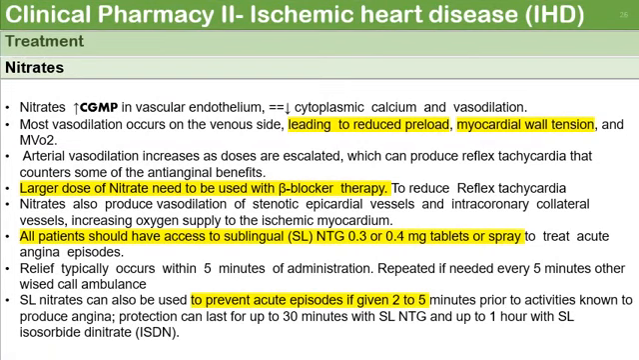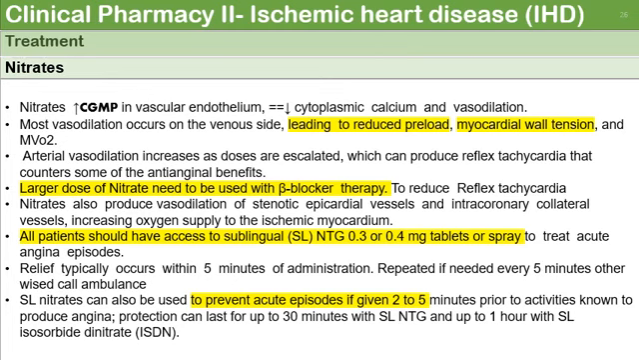Nitrates quickly increase cyclic GMP in the vascular endothelium, reduce cytoplasmic calcium and cause vasodilation. Most vasodilation occurs on the venous side. Arterial vasodilation is produced with a larger dose. Okay.